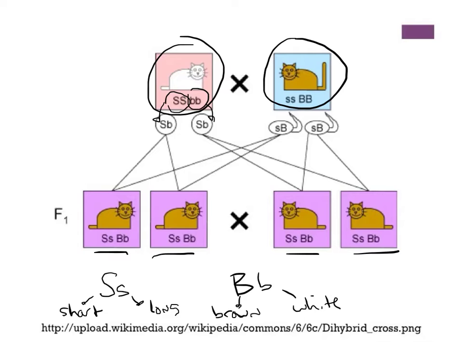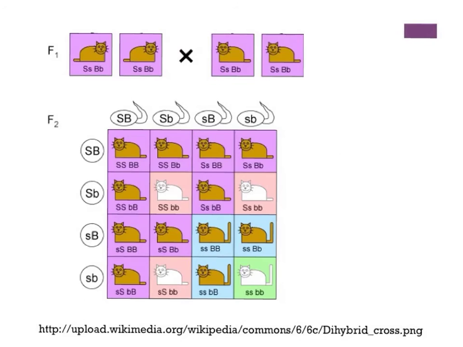So what's going to happen when these parents have their offspring? Well, each of the heterozygous parents has four possible combinations of alleles that they can make. And this goes back to using our FOIL method. You can have big S, big B; a big S, little b; a little s, big B; and a little s, little b. And so there are four different possible combinations that we have here from each of the parents.